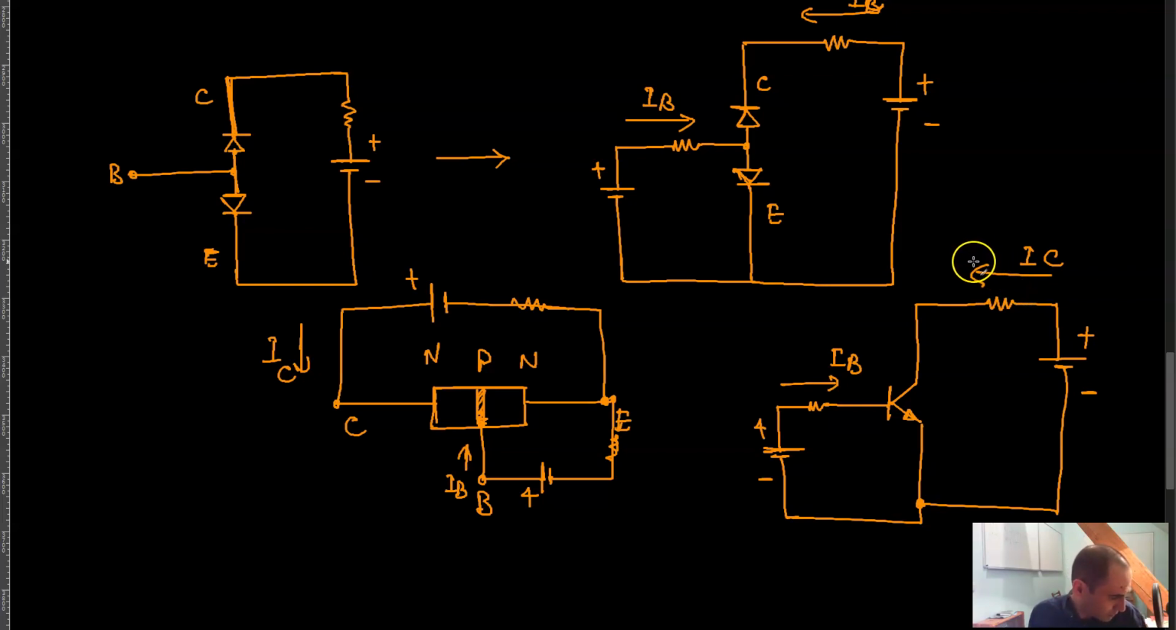So that's one thing, and what you can say is that the base current is causing the collector current to flow, right? So the collector current can flow as a result of the base current flowing, or the base current is causing the collector current to flow. And that's basically the whole story here.